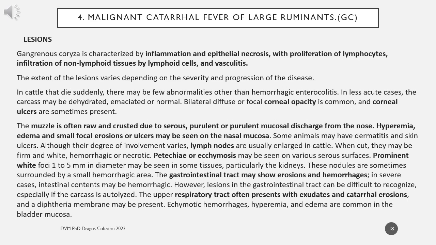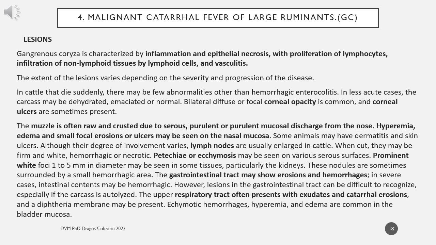Gangrenous coryza is characterized by inflammation and epithelial necrosis, with proliferation of lymphocytes, infiltration of non-lymphoid tissues by lymphoid cells, and vasculitis. The extent of the lesions varies depending on the severity and progression of the disease. In cattle that die suddenly, there may be few abnormalities other than hemorrhagic enterocolitis. In less acute cases, the carcass may be dehydrated, emaciated or normal.